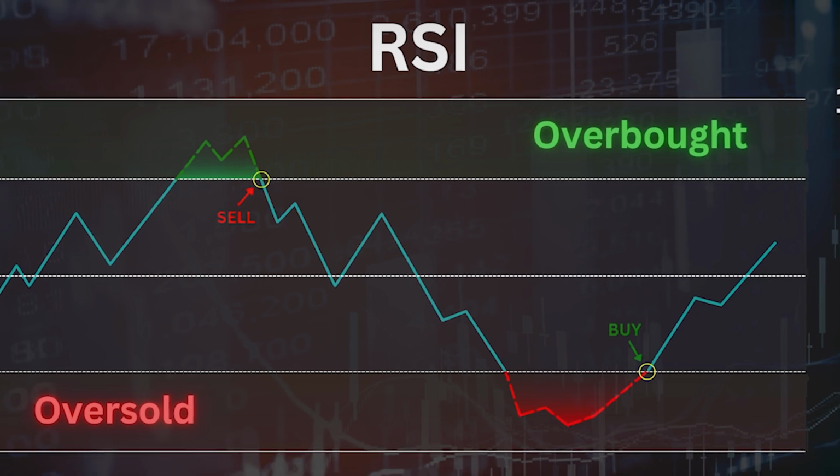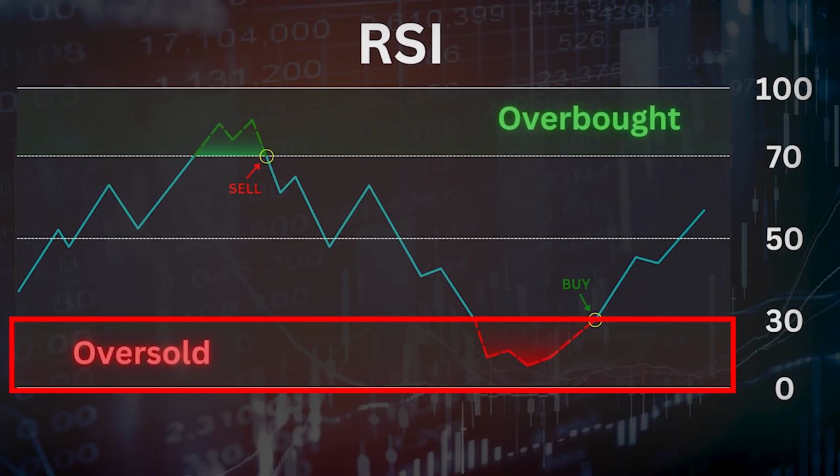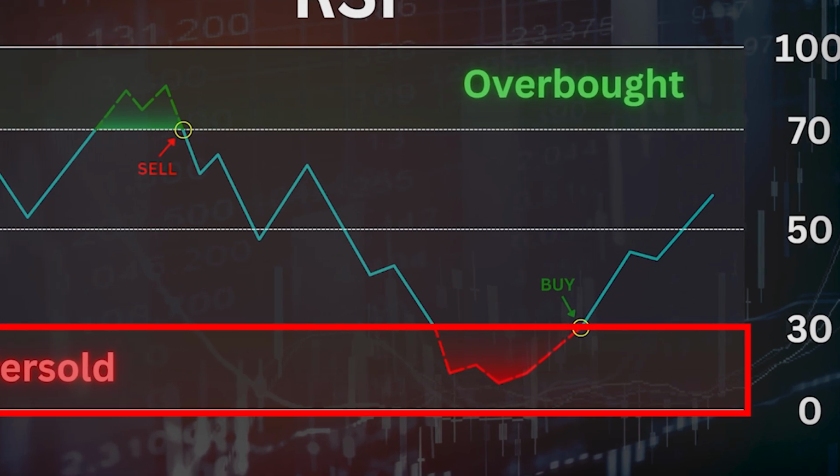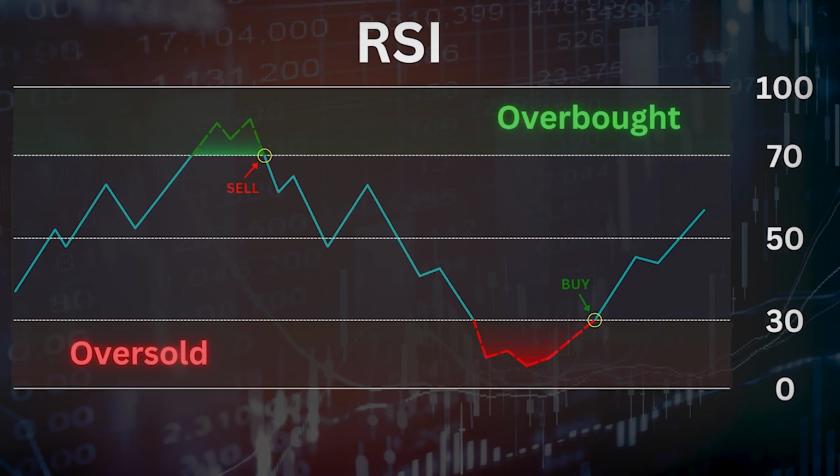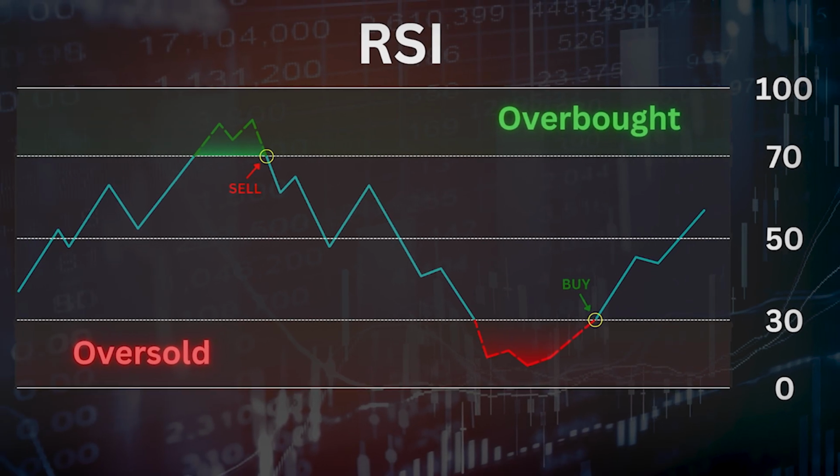On the flip side, if the RSI is below 30, that indicates that the asset is oversold. An oversold asset has been dropping quickly and it might be ready for a bounce back up. In simple terms, RSI can tell us if the price is stretched too far in one direction.